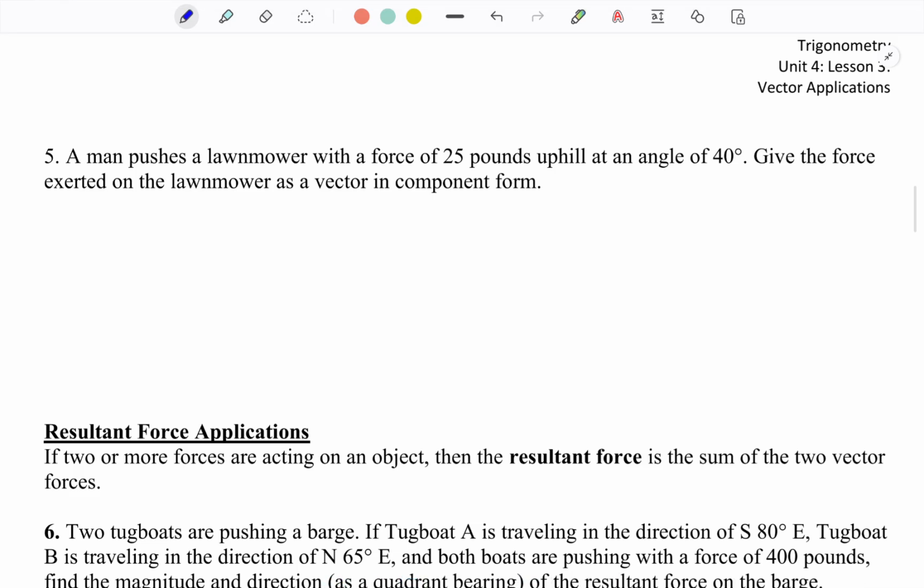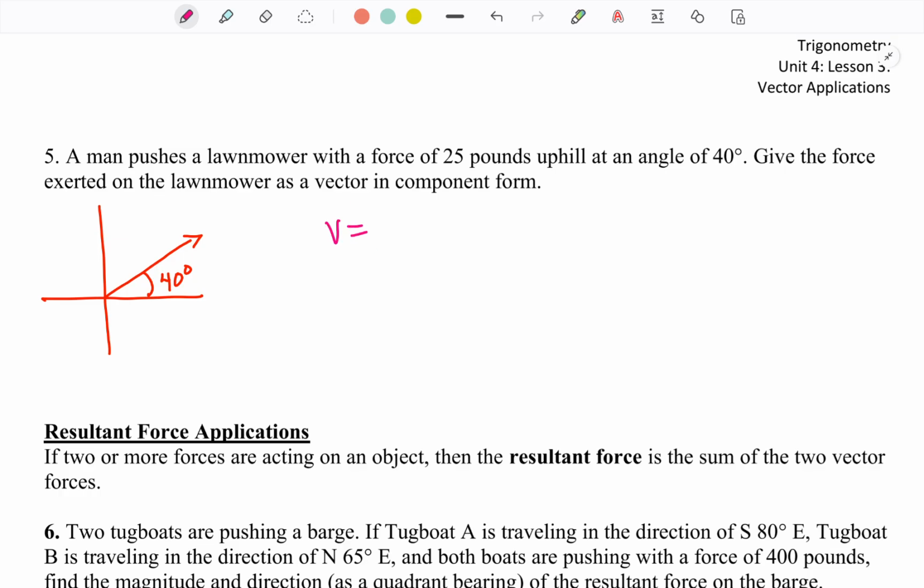All right, so for number 5, we have that a man pushes a lawnmower with a force of 25 pounds uphill at an angle of 40 degrees. So we're going to give the force exerted on the lawnmower as a vector in component form. If we think about this on the graph, of course, he's pushing it uphill 40 degrees. So we have a 40-degree angle in quadrant 1. That's in standard position, so we don't need to change it.